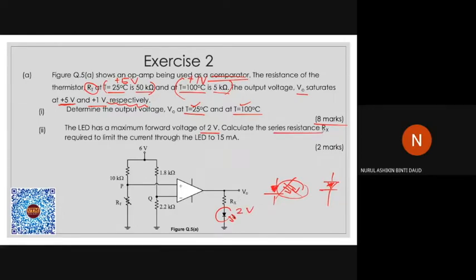Calculate the series resistance. Okay, the value of this series resistance to limit the current through the LED to 15 milliamps. So what is the value of this resistance in order to limit the current, to make sure that the current flowing here is 15 milliamps. Okay, so let's solve one by one. Okay, so these are the symbols for the thermistor. Yeah.